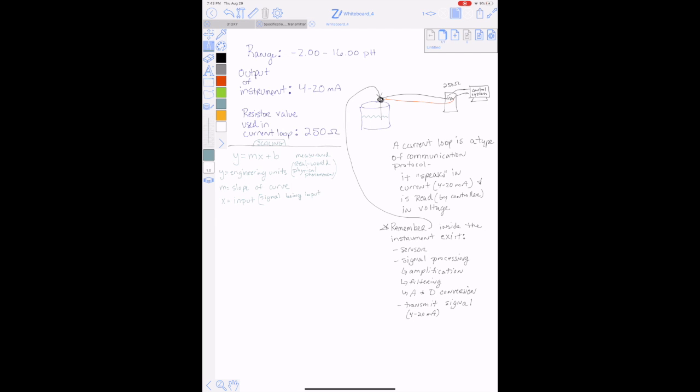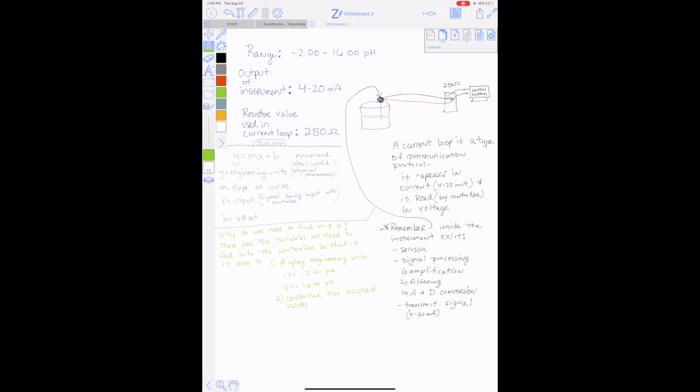Now we'll perform the scaling. We use the linear equation of y equals mx plus b, where y equals the engineering units, or the real-world physical phenomenon we're measuring, otherwise known as the measurand. M equals the slope of the curve, x equals the input, or the signal being input into the controller, and b is the intercept. So why do we need to find m and b?